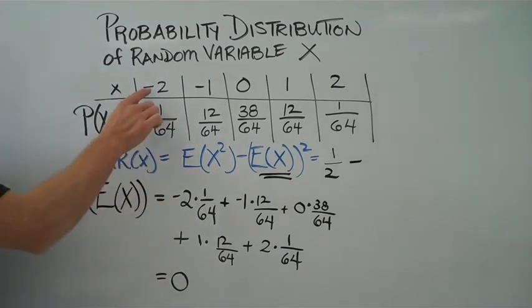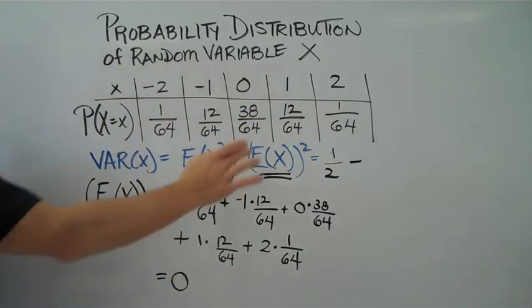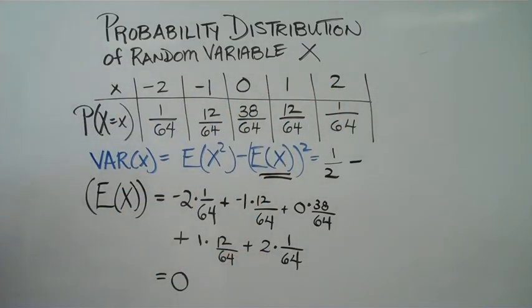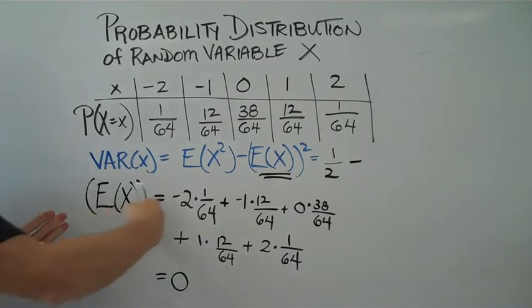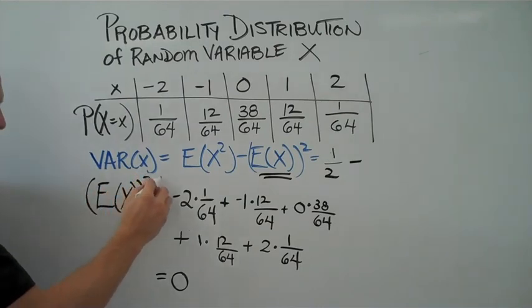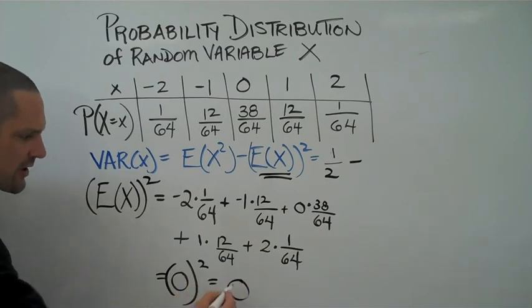Well, how do we get that? It's -2 times 1/64, plus -1 times this probability, plus 0 times this probability, plus 1 times this probability, plus 2 times 1/64, which is its probability. And you can trust me, when you do this easy math, it comes out to 0. Well, that's the expected value. And we're asked to find the expected value squared. So all we have to do is find the expected value and then square it, which still gives us 0.